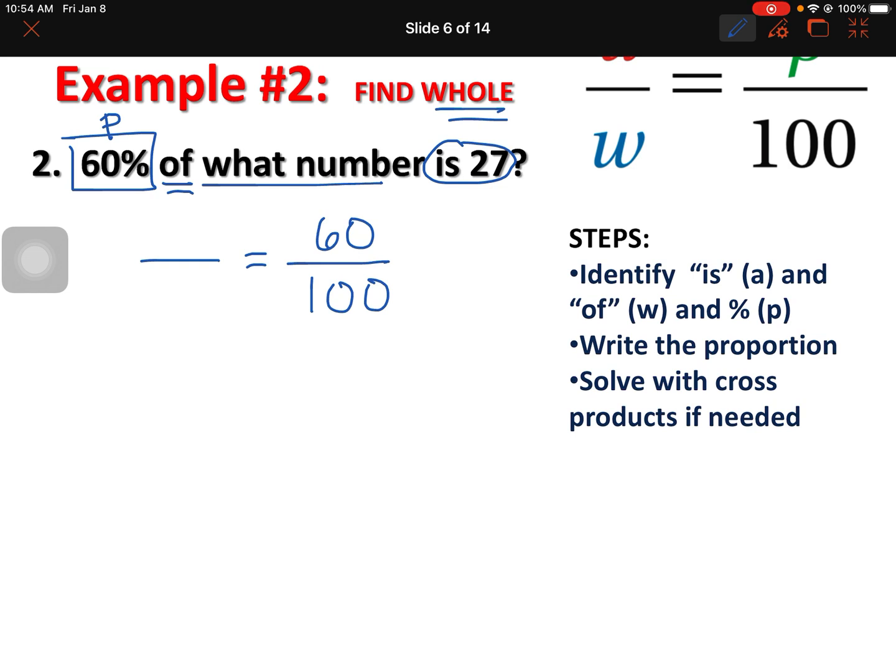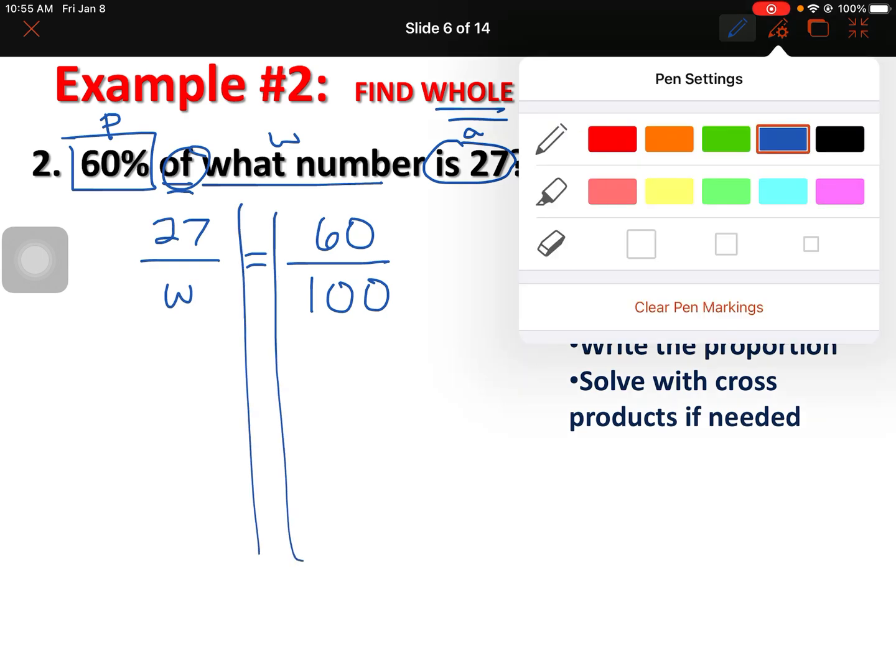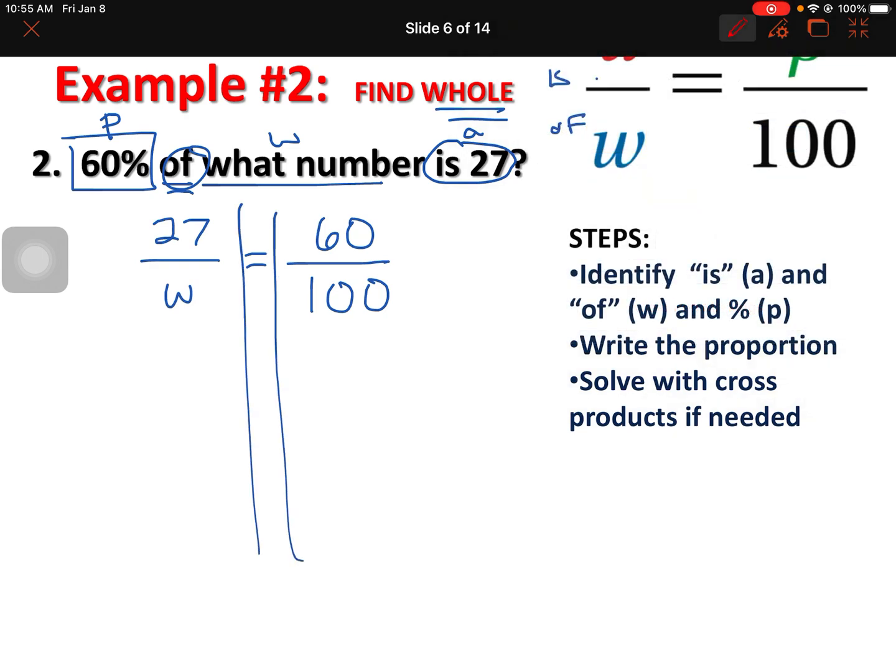Of what number? Well, that's our missing. Is equal to 27. Well, is my part or my A, because is goes up on top and of is on the bottom. And so I have the is this time. So what we're missing this time is the of, which is our whole, which is the W. Okay, so we're missing the whole. Once again, I don't really care if you use X or not, or W, doesn't really matter.